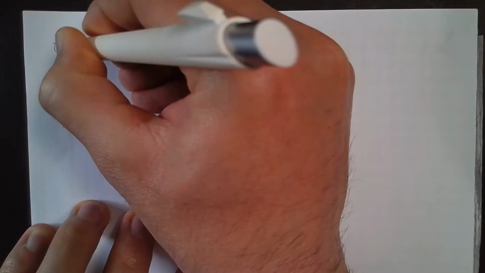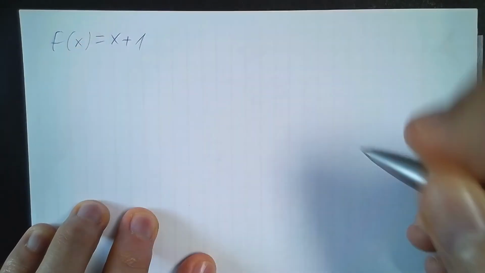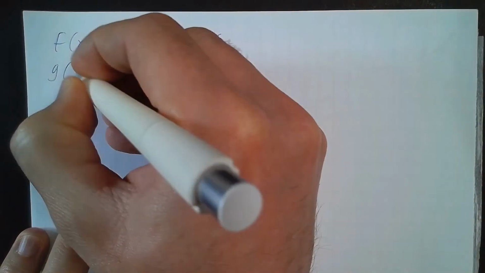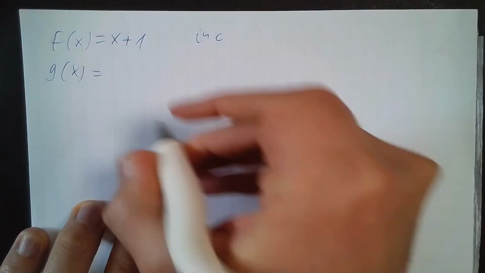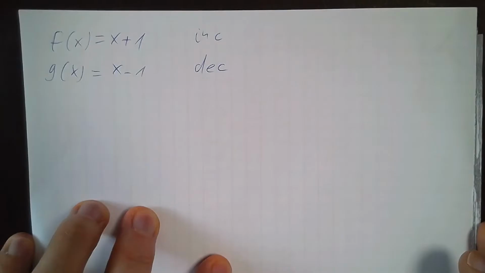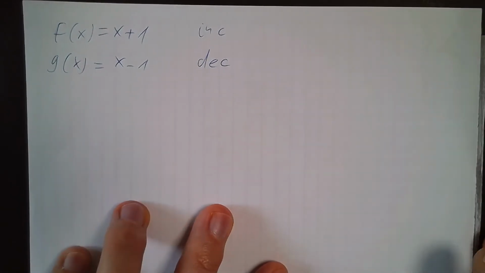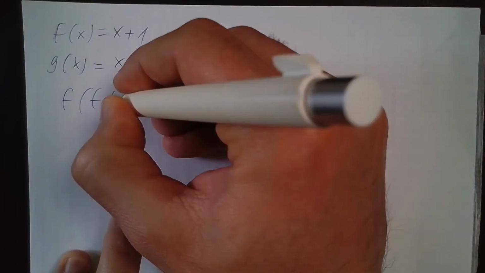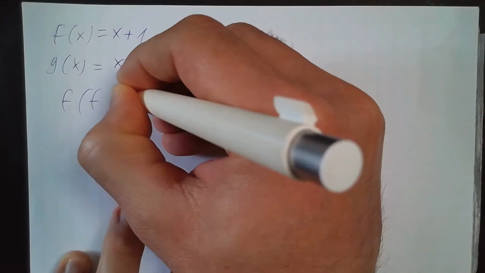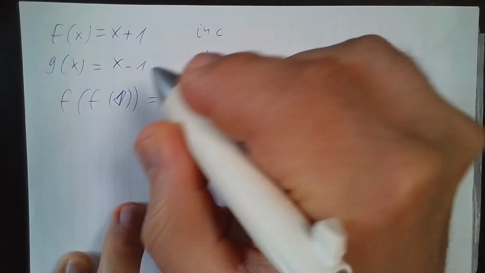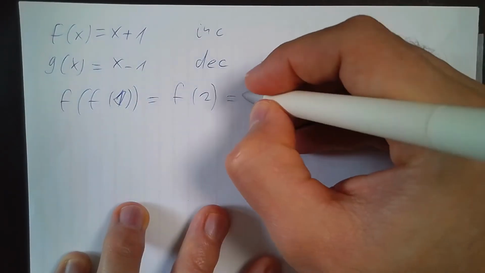Okay, so let's use mathematical notation. f of x equals x plus 1, that's our function inc. Let's call g of x equals x minus 1, that's our function decrementing. What I can do, for example, is ask what is f of f of 1. f of 1 is 2, and this will be 3.